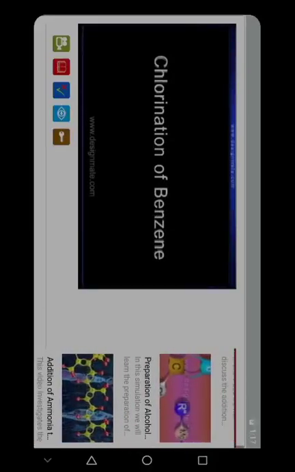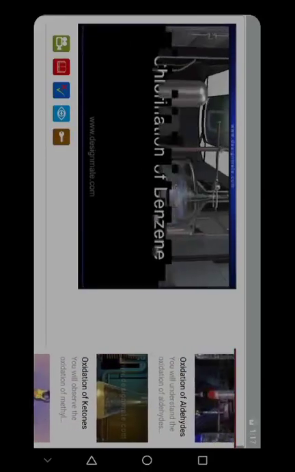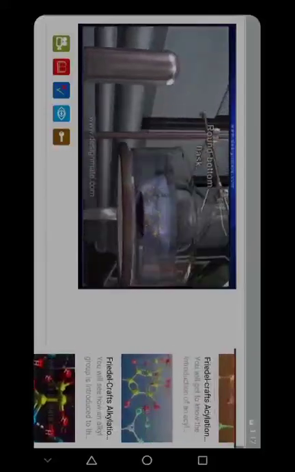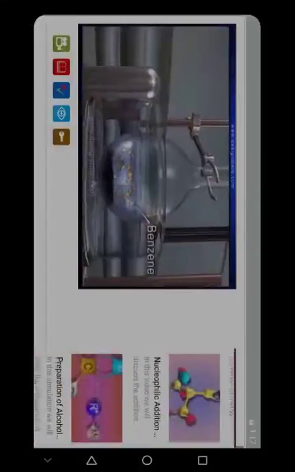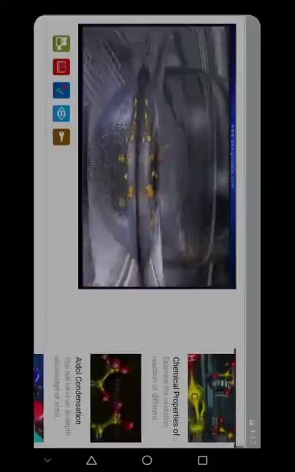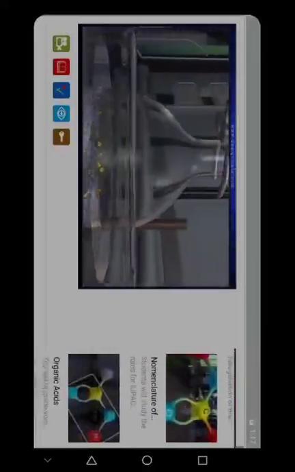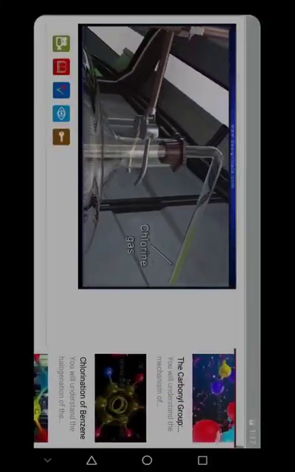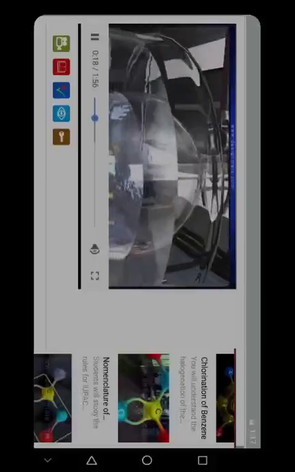Chlorination of benzene. Take a round bottom flask containing a solution of benzene along with solid ferric chloride, which acts as a catalyst. Pass the chlorine gas through a delivery tube into it. Now start heating the flask and continue for half an hour.